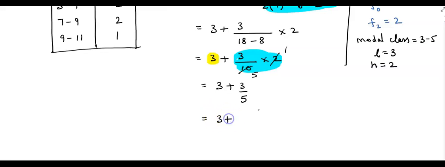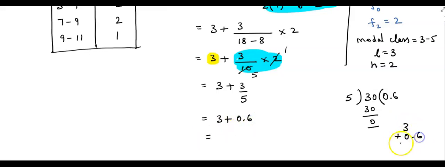3 plus... If you don't know, you can calculate here. 3 divided by 5. In 5 tables we don't get 3. So point, take 1 0. 5 6s are 30. Then the remainder is 0. 3 by 5 is 0.6. Then 3 plus 0.6. 3 is nothing but 3.0. 0 plus 6 is 6. 0.3 plus 0 is 3. So the final answer is 3.6.